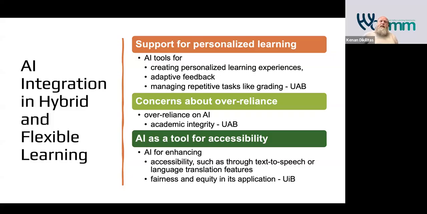Another aspect mentioned by University of Bergen participants was how we can use AI to enhance accessibility, such as giving students the chance to have text instead of speech or speech instead of text, or some kind of translation features for the formats they are engaging with in different modalities where AI is being integrated. And actually, they also talk about concerns about the lack of fairness and equity in the application of such tools, where some students might not have easy access to these opportunities.